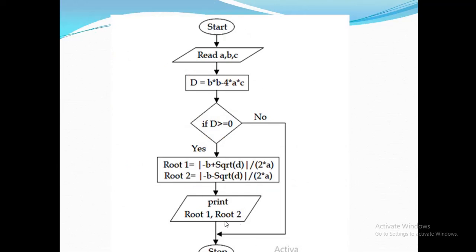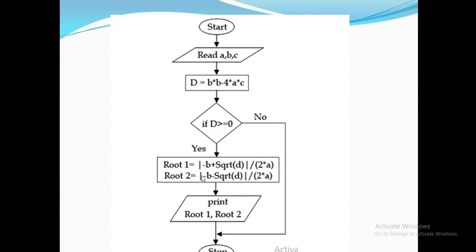So it is the same thing we discussed in this algorithm, represented with the flowchart here. Start, read the a, b, c values. Here we are finding the determinant d value, that is b into b minus 4 into a into c. If d is greater than 0, if the case is true, then it has two roots: minus b plus square root of d by 2a, and the second root is minus b minus square root of d by 2a.